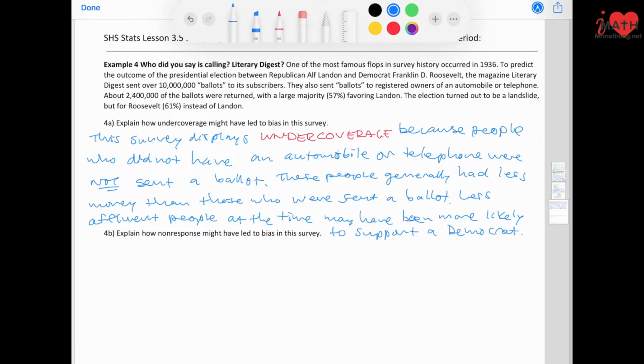Okay, again, what's hard about statistics here is, yeah, you may not know the history, but there's some logical thinking about what's happening in here, and you have to kind of put it in context. So statistics here is kind of like, I need your reading skills, and I need the logical skills that come with mathematical thinking. Okay, explain how non-response may have led to bias in the survey. Well, did everybody return their ballots? How many were returned? 2.4 million ballots were returned.